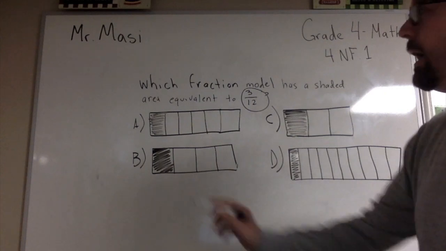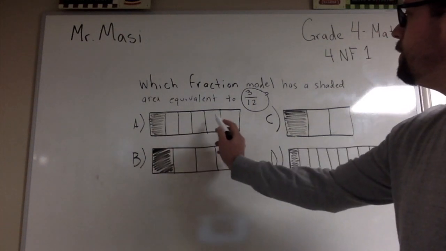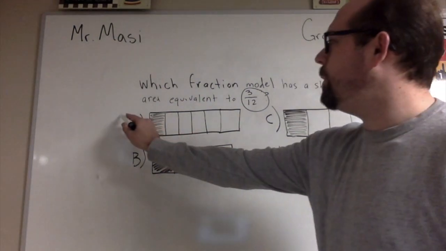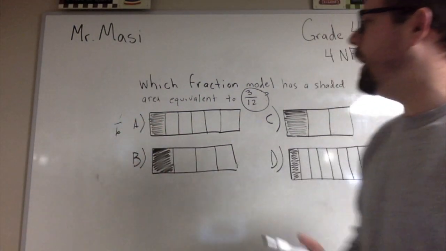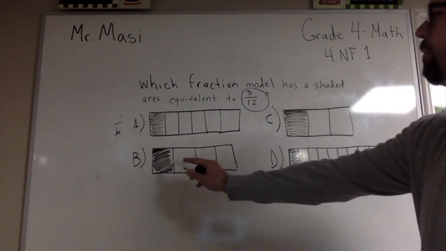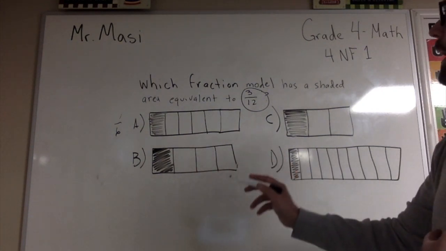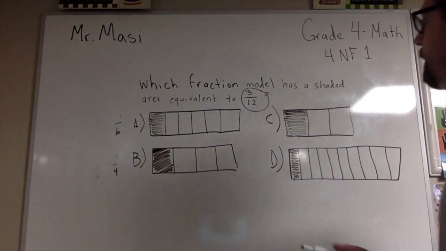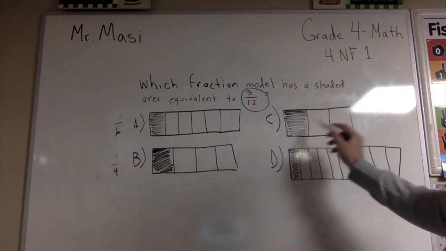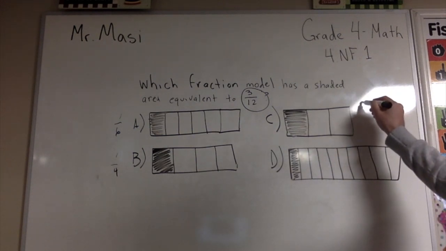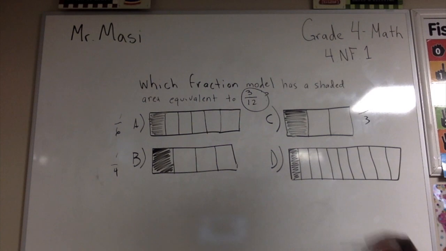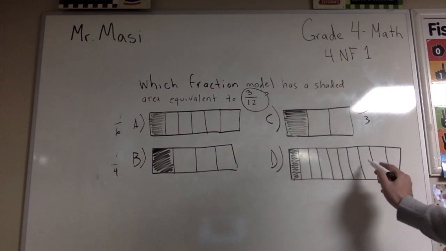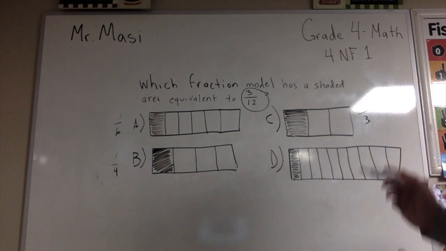So for A, I have 1, 2, 3, 4, 5, 6. So I have 1/6 shaded in. So I'm going to put that on the side so we don't forget. For B, I have 1, 2, 3, 4 pieces, and I have 1/4 shaded. So let's write that on the side so we don't forget. And for C, I have 1, 2, 3 pieces, and 1/3 of them is shaded. And for D, I have 1, 2, 3, 4, 5, 6, 7, 8, 9, 10, and I have 1/10.